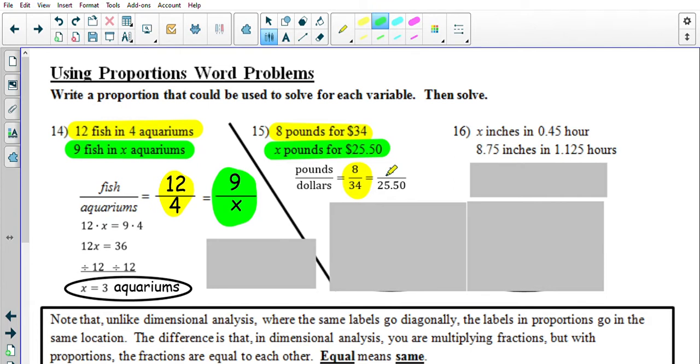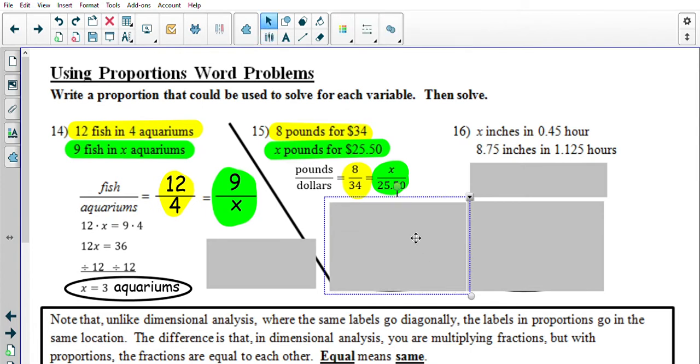Is this the only ratio you could write? No. Or only proportion you could write? No. You could actually flip-flop both of these, putting dollars over pounds. You could even have like 8 over X equals 34 over $25.50. We'll see that on one of our later multiple choice questions. But let's solve this proportion.